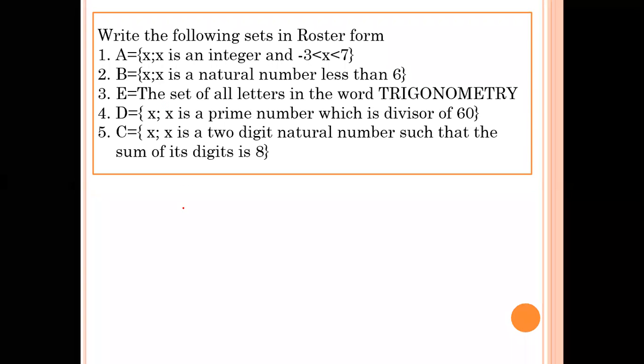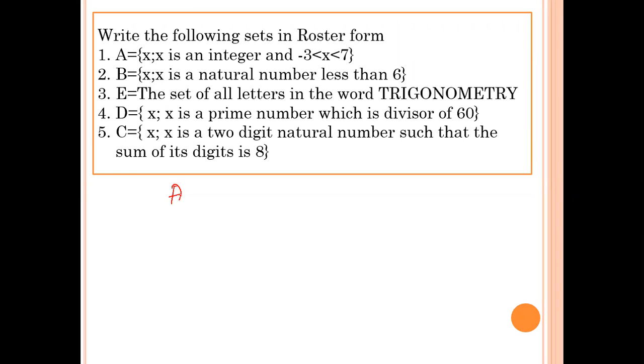Okay, so the first question, what the first question says, x. Okay, all these are columns. Okay, students, these are columns. So x is an integer and minus 3 less than x less than 7. So what are the elements in this set?